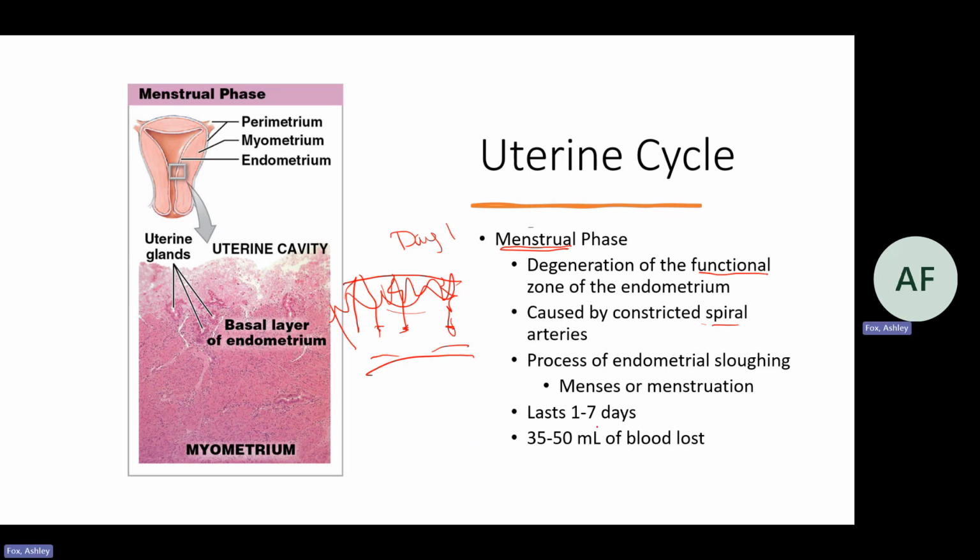It lasts about 1 to 7 days. Again, this changes based on the individual cycle. We're just talking about a 28-day cycle here. And some blood, so we're constricting, we're not completely stopping all blood flow or blood loss. We're just severely constricting it. So some blood can be lost during menstruation, about 35 to 50 mL.